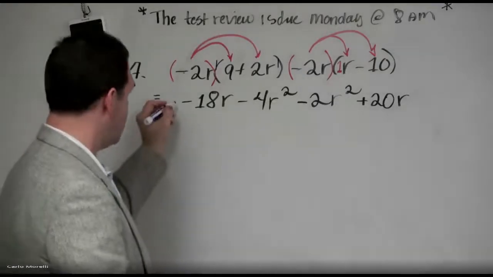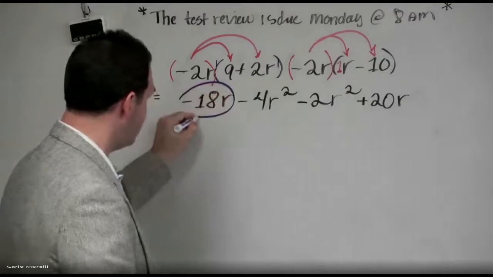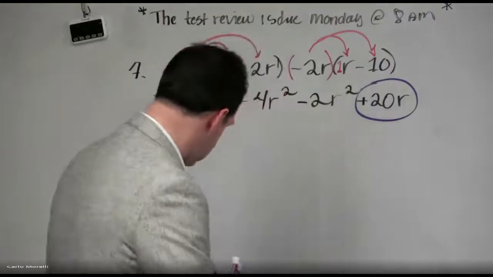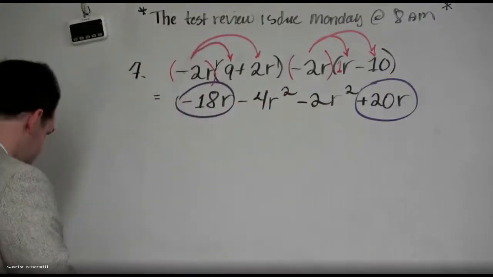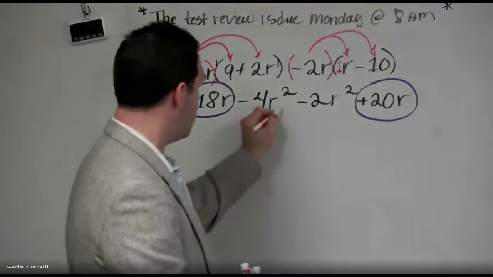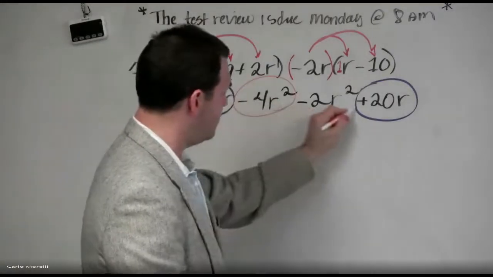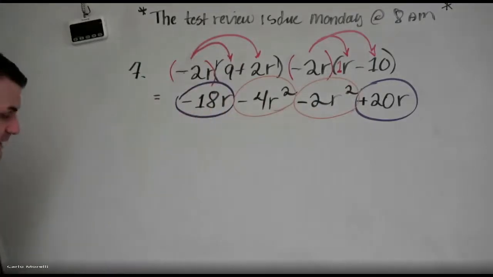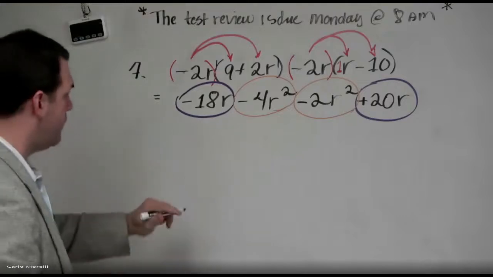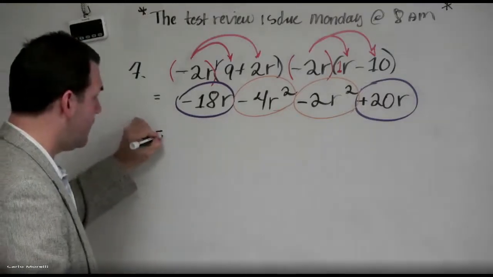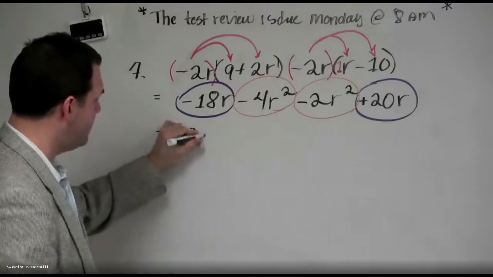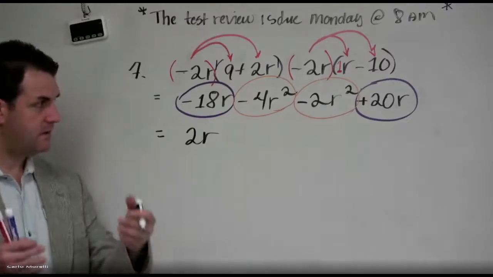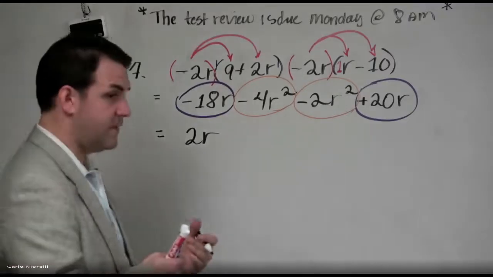Combine like terms. So there are 2 different like terms. We have negative 18r and positive 20r. But we also have negative 4r squared and negative 2r squared. So they're going to combine with what they are like. So we'll do the r's first. Negative 18r plus 20r is positive 2r. We'll just write 2r. And then negative 4r squared, take away 2r squared, becomes negative 6r squared.